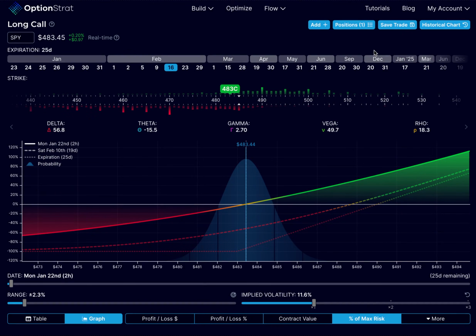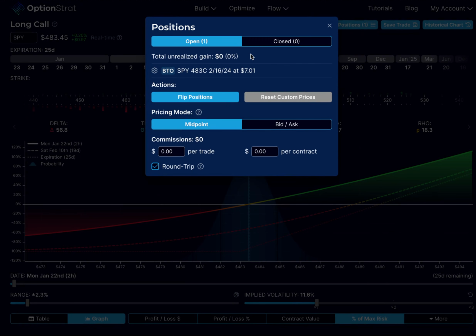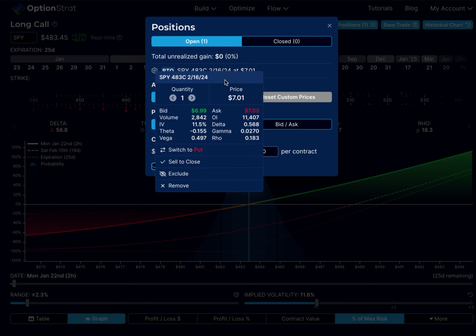So let's come back now and say right now I've got one position. I've got one open option that is part of this position, and I want to cover a couple things here. This is the one option that I have open. It says buy to open, and I can click on the little gear icon, and we can see that it shows a price of $7.01.